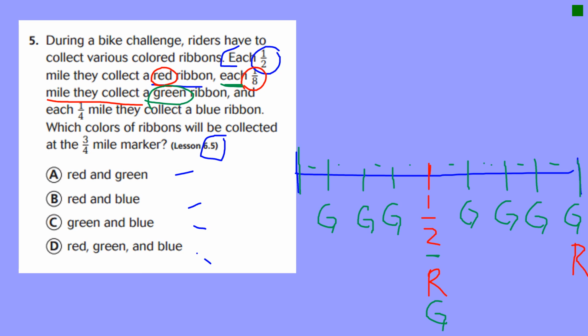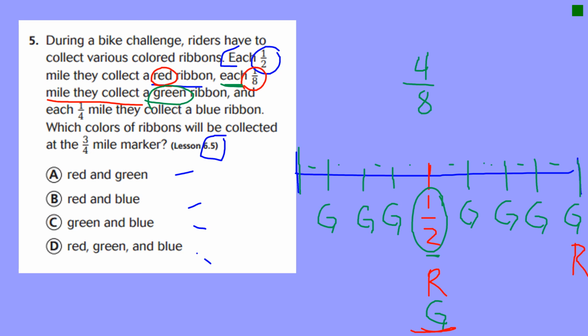Okay. So are you thinking, why did Mrs. Olvey put a green ribbon here at 1/2 when it was really 8ths? Well, remember guys, 1/2 is equivalent to 4/8, right? 4 is half of 8. So 4/8 is equivalent to half. It's exactly the same place on a number line. So they get a green ribbon there too.